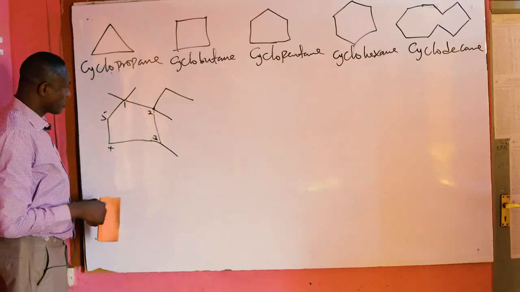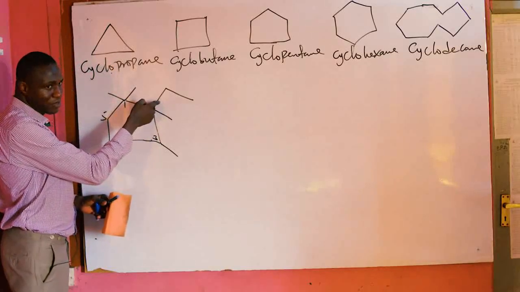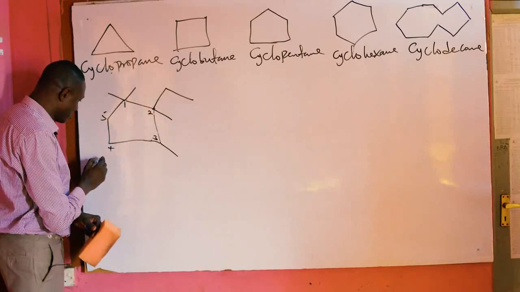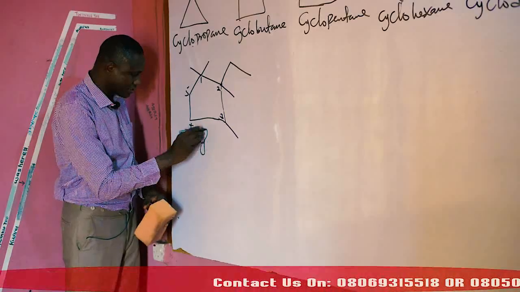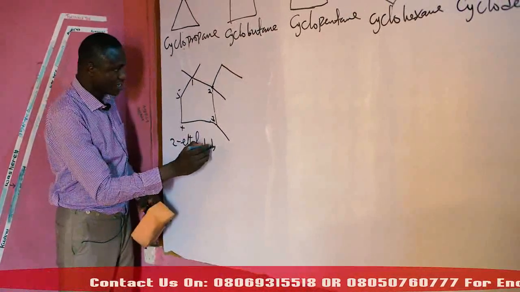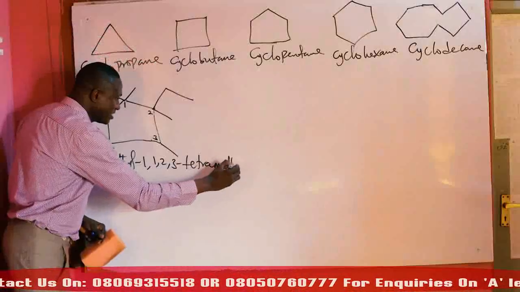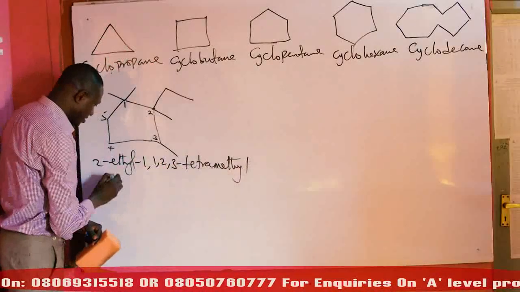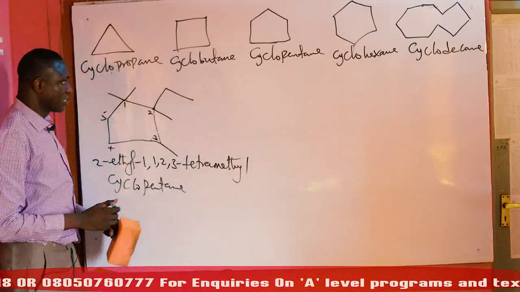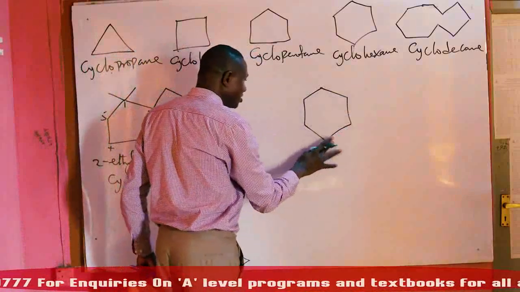So the name of the compound, you have a methyl group, a methyl group, a methyl group, and an ethyl group. Alphabetically, ethyl should be named before methyl. So in this case, we have 2-ethyl, okay? Then we have 1, 1, 2, 3, tetramethyl cyclopentane. Another typical example is when you have something of this nature.